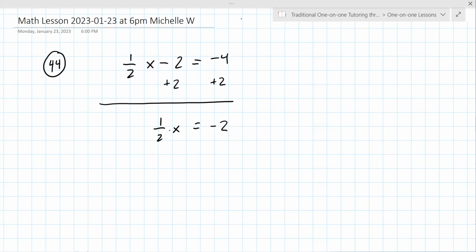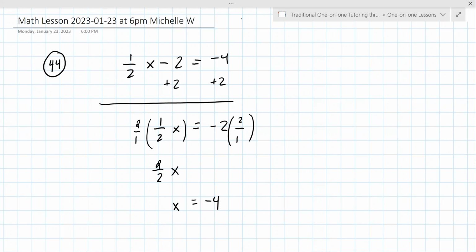Whenever you're multiplying by a fraction, you undo it by, rather than dividing by 1/2, you multiply by the reciprocal, 2/1. So on the right here, you're multiplying by 2/1. On the left, 2/2 cancels and you get x, or 1x equals -4. Okay, so a couple errors there on your page.